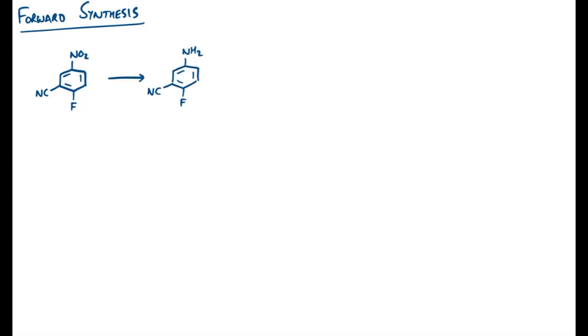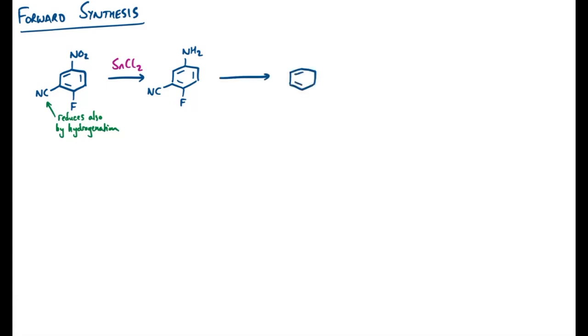So first we've got to reduce that nitro group to the amine. Now we need to be a tad careful here on our reagent choice. We can use tin dichloride to do this. One thing we can't do is a catalyzed hydrogenation because the nitrile would also be hydrogenated as well. That would take the nitrile down to an aliphatic amine that we don't want.